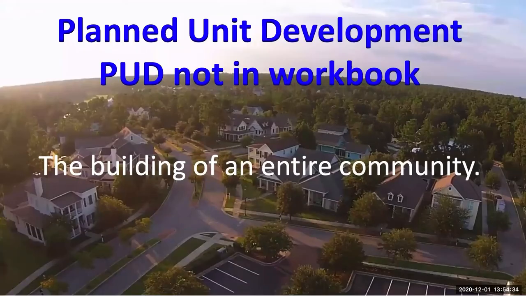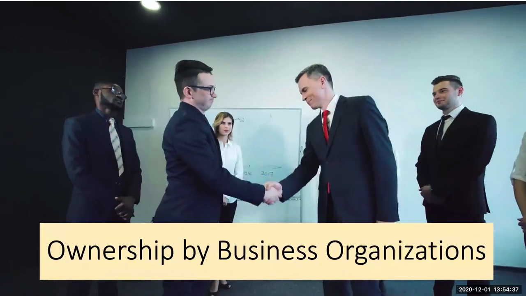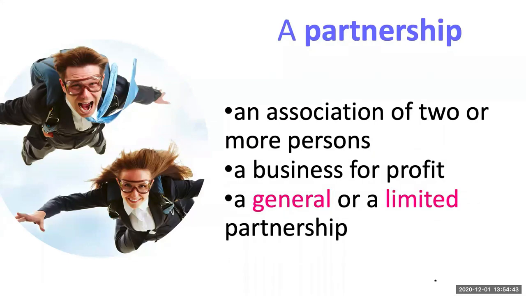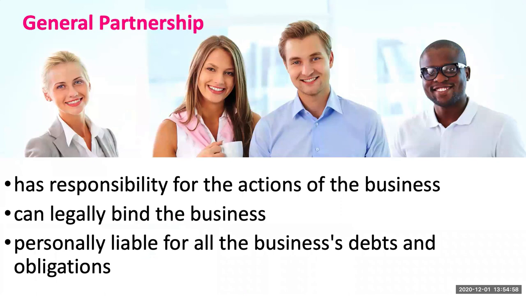All right, where are we going? Okay, ownership by business organizations. What is a partnership? It's an association of two or more people. It's for profit. Obviously, you want to make money. You can be a general partner, or you can be a limited partner. Let's start with the general partnership. A general partnership is what you'll see in a lot of small companies, where you say, hey, you guys want to open a business? I'll work Monday, you work Tuesday, you work Wednesday, and then we'll figure out who works from there. Basically, it's all the partners participating in the day-to-day activities of a business.